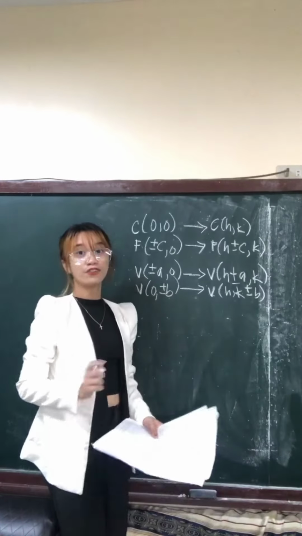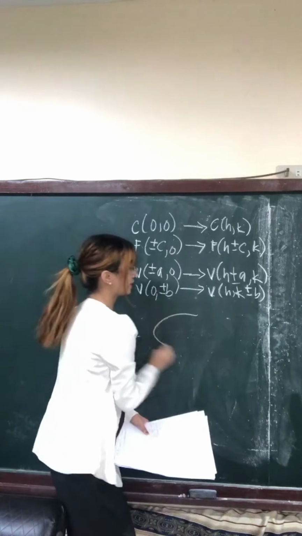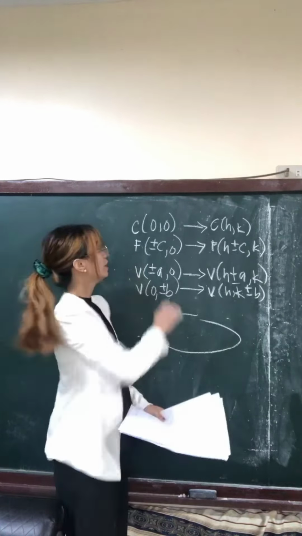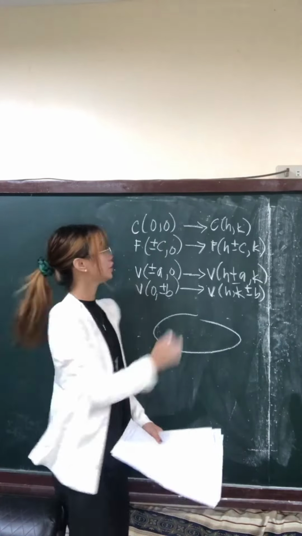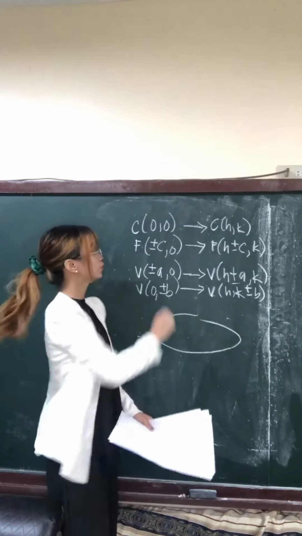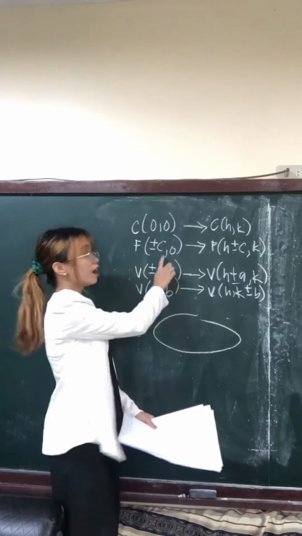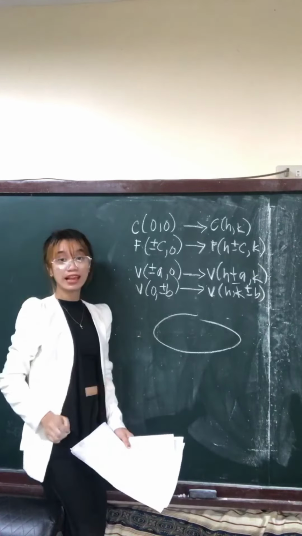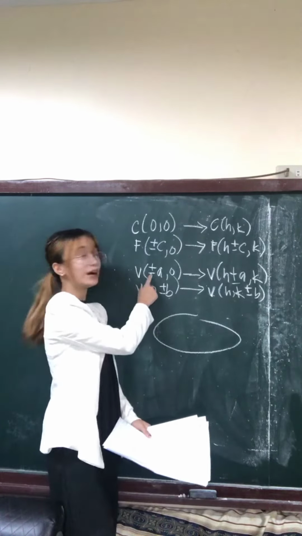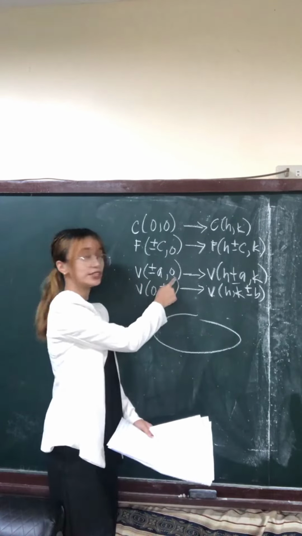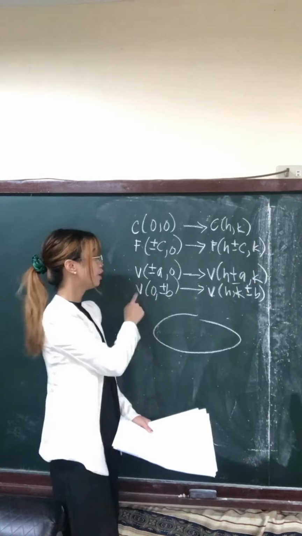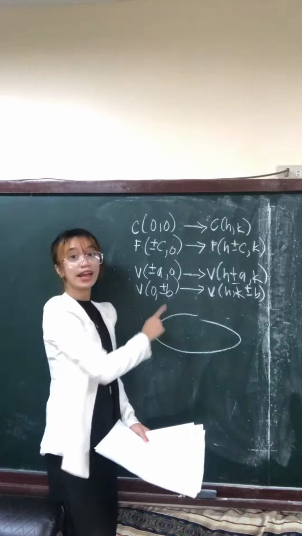So, for the horizontal ellipse in this graph, we have the center at the origin, and the coordinates for the foci would be positive and negative c, comma 0. And for the major vertices, we have positive and negative a, comma 0. And for the minor vertices, we have 0, positive and negative b.